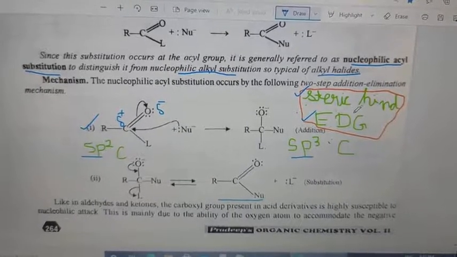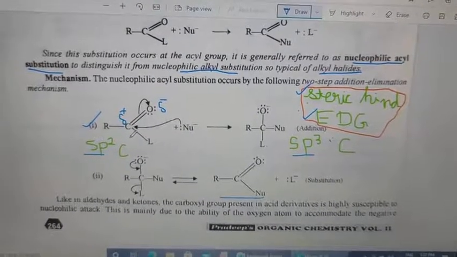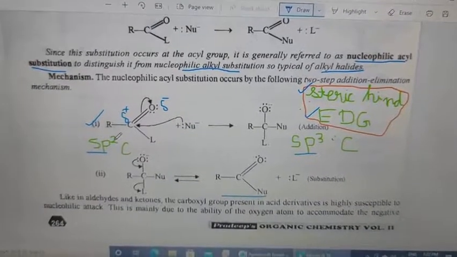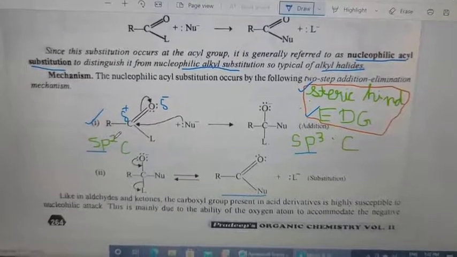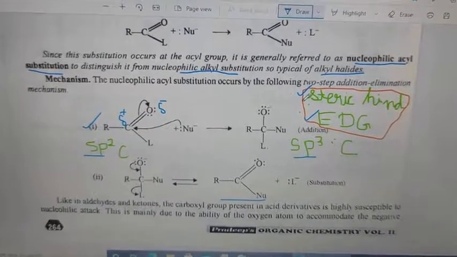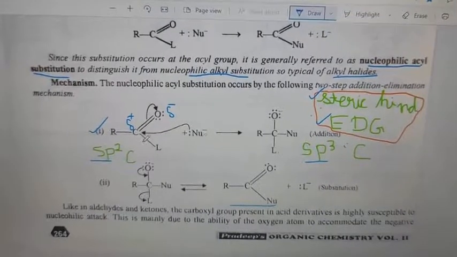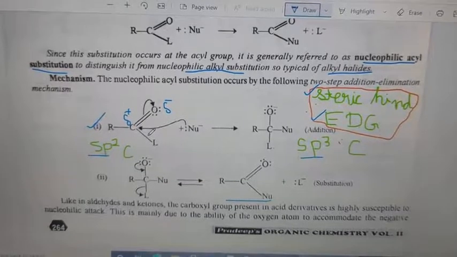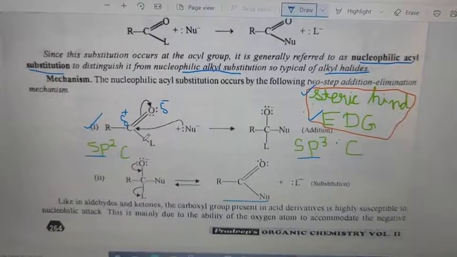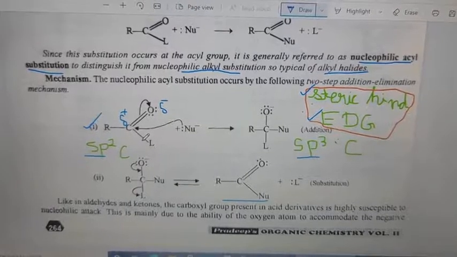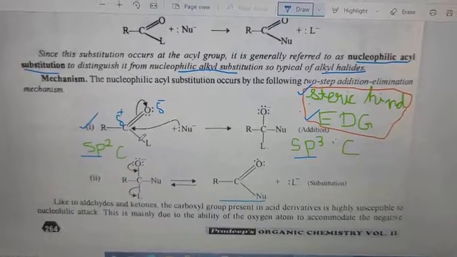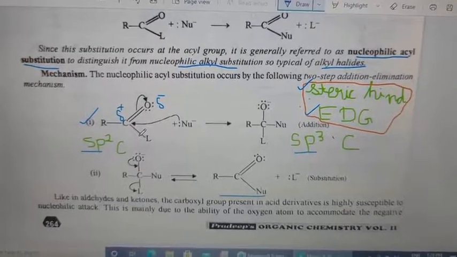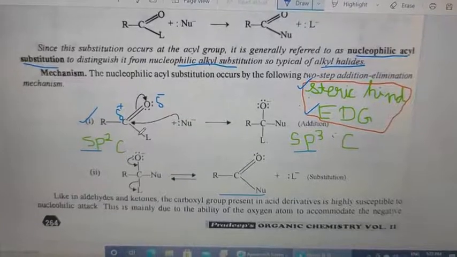If there is steric hindrance around the carbon, meaning the size of the R group affects the reactivity or attack of the nucleophile, if there are bulky groups present around the carbon, then attack of the nucleophile will be difficult on the carbonyl carbon and it decreases the reactivity of these compounds toward nucleophilic substitution reaction.